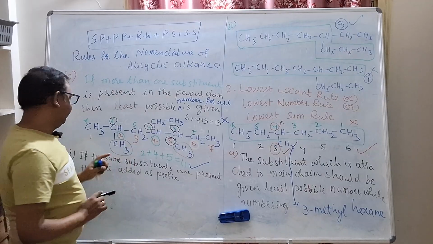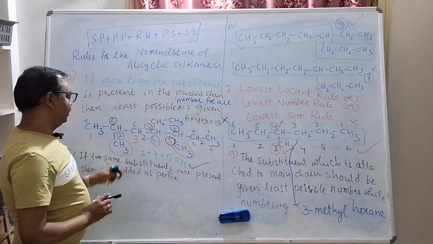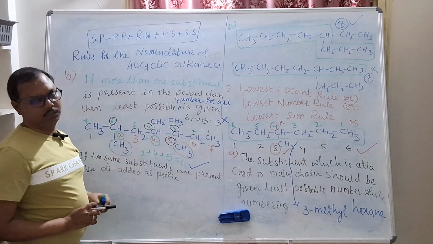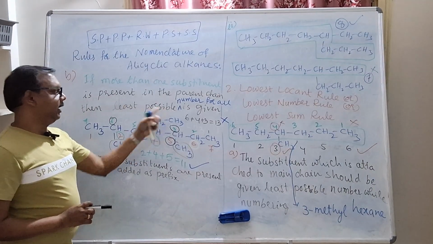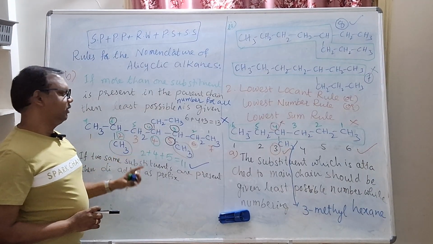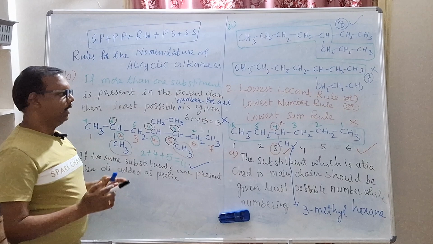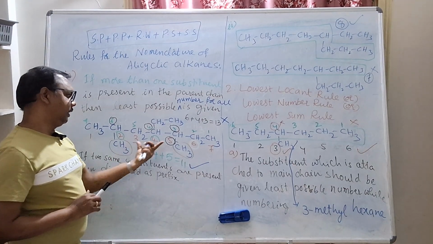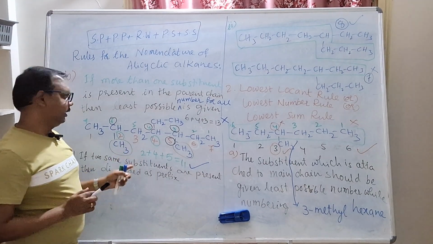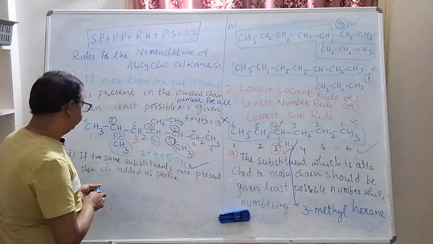And here, this is the point you have to consider. Therefore, dimethyl you have to consider. Are you getting? Next one, ethyl is there. In alphabetical order, which one comes first? Ethyl or methyl? Di you should not consider while writing the name.